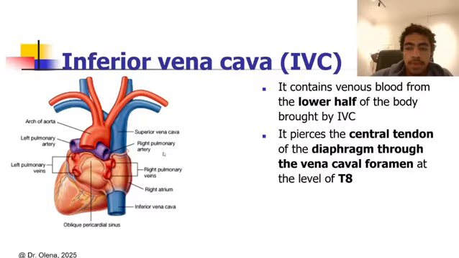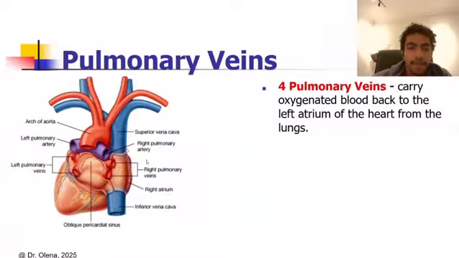We have the inferior vena cava, which drains blood from the lower half of the body and pierces the diaphragm to the central tendon at the vena cava foramen at level T8. We have the pulmonary veins, which basically return oxygenated blood from the lungs to the left atrium of the heart.